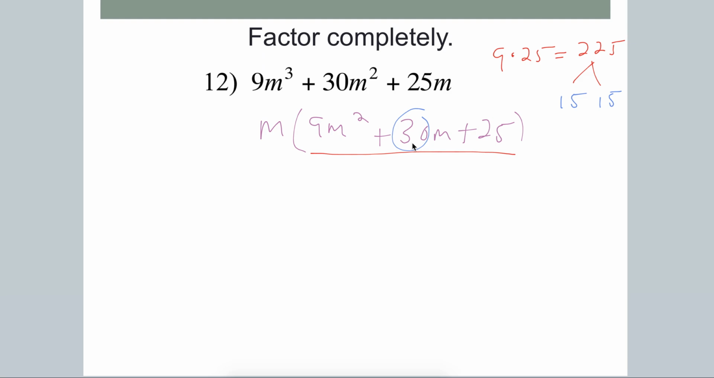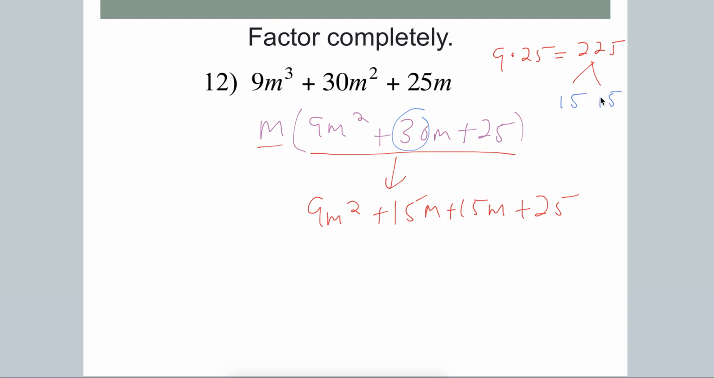So once you get those two numbers, you want to use the AC method to factor this. I'm going to save this m for the end. You still have to attach it at the end, but right now we're focusing on factoring what's left. So we write our 9m squared, and then 30m we break up into the two numbers that we found, 15m and 15m. And the 25 stays 25.